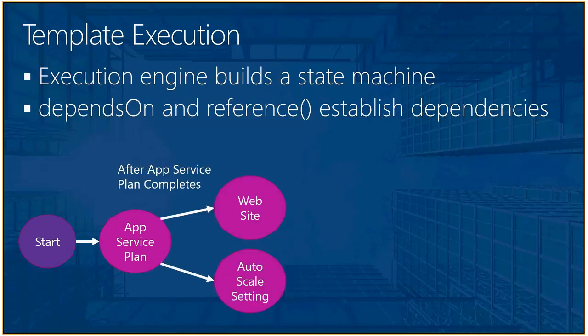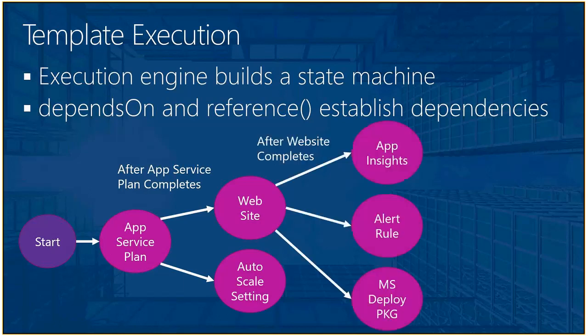So in this case, you can have an app service plan that will deploy first. We then have websites. We have autoscale settings that take a dependency on the app service plan. And then you essentially see that we have a bunch of other components being instantiated as well with the right dependency graph established. And then it all completes.